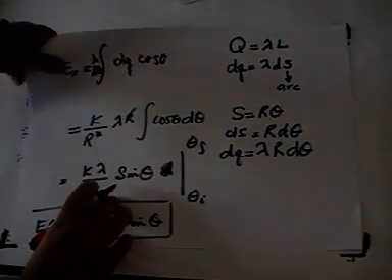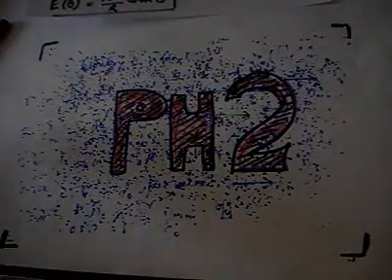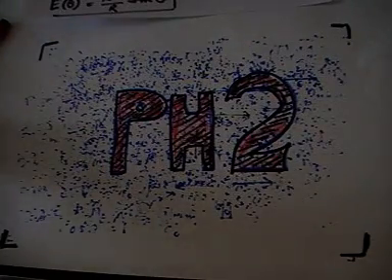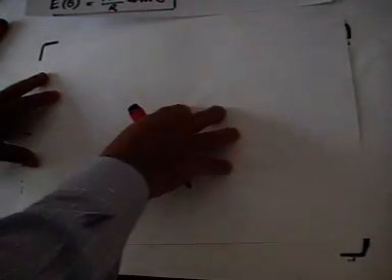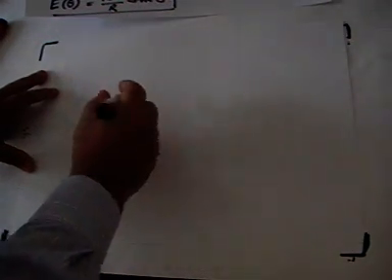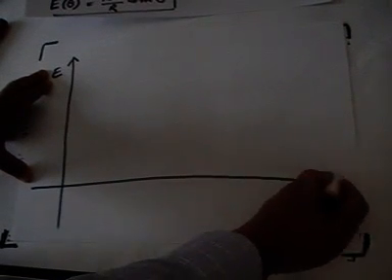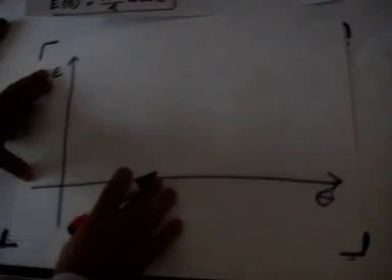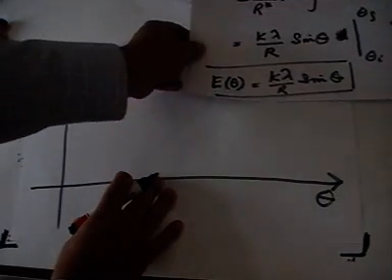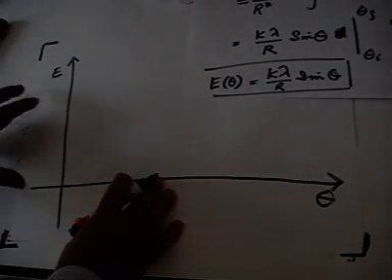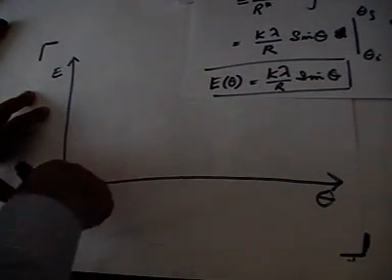Let me just put this over here, because in the second part, he wants me to sketch the electric field as a function of theta. So if I sketch here the electric field, on the vertical axis is my electric field, and on the horizontal axis is my theta. The electric field is a function of theta. Now we know the sine and cosine. Because it's a sine, it will start from 0, and then it will go something like this.